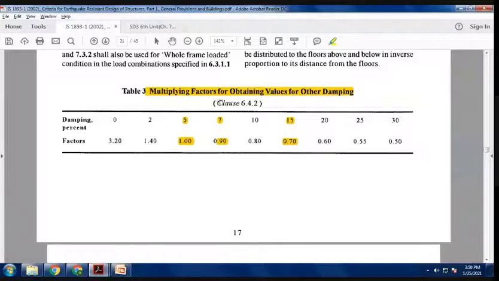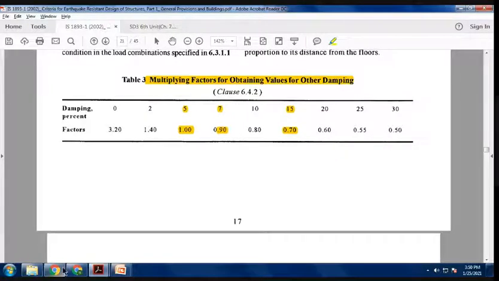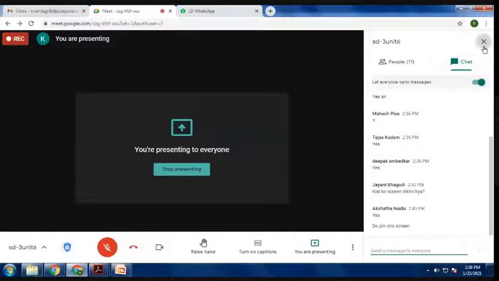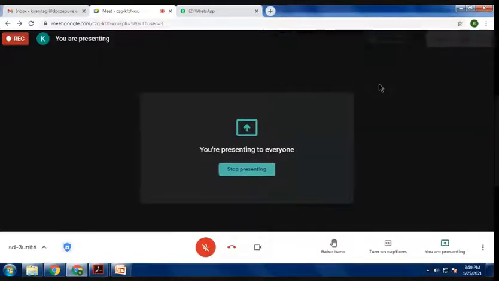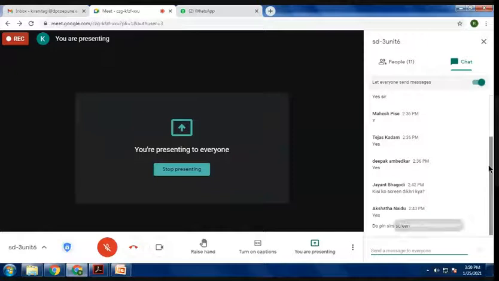For different damping, if it is 2% we will take 1.4. If it is 0% damping, then we will go for 3.2. If it is 20%, then we will multiply AH by 0.6, like this. Okay, anybody having doubt up to this point? Anybody having doubt?